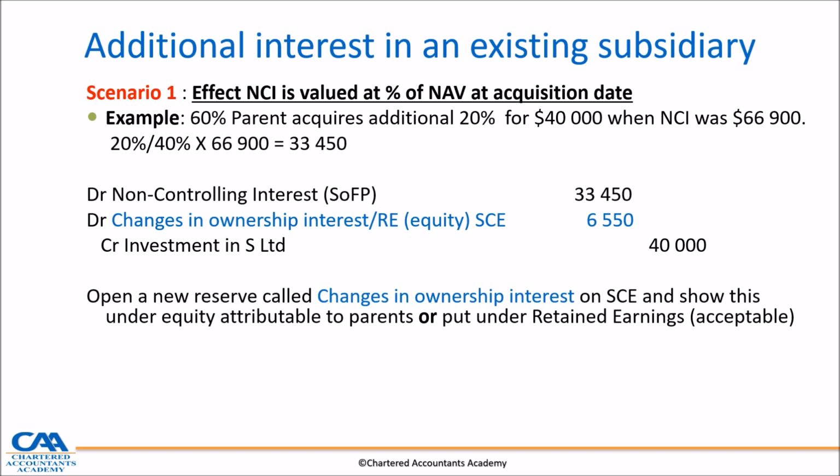Let's take example 1, where NCI is measured at percentage of net asset value. A 60% parent acquires an additional 20%, which means from 60% to 80%. 60% is control already, and at 80% I still have the same control. But NCI is no longer 40%, it's now 20%. Paid 40,000, when NCI was 66,900. Now to calculate my change, NCI decreased in this case. If NCI decreased, I debit NCI.